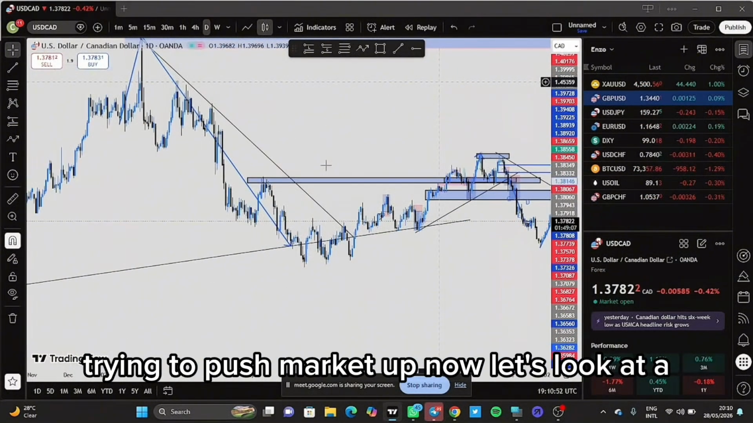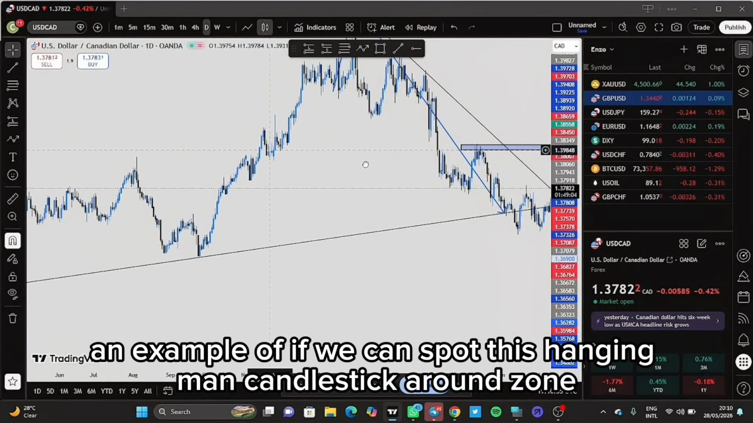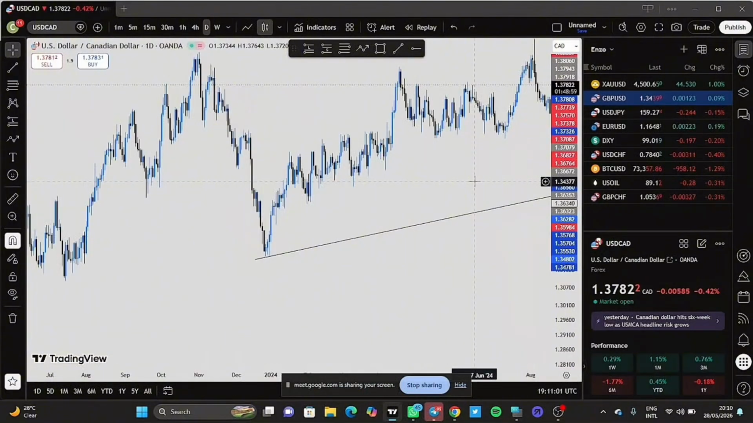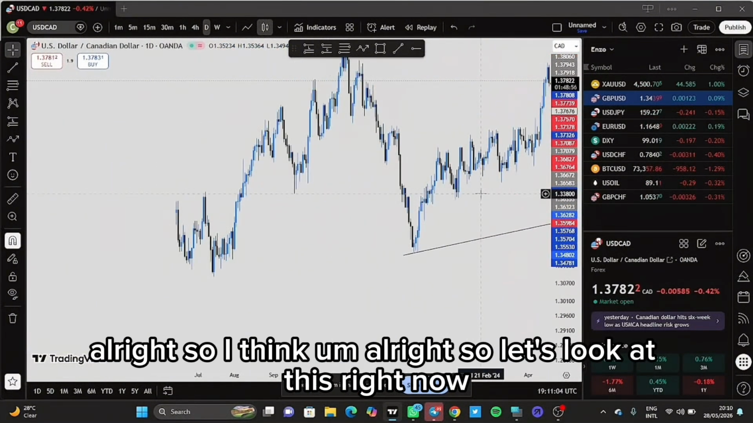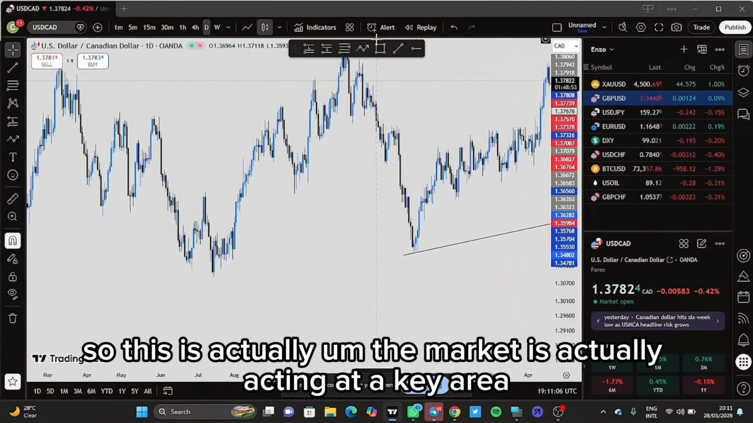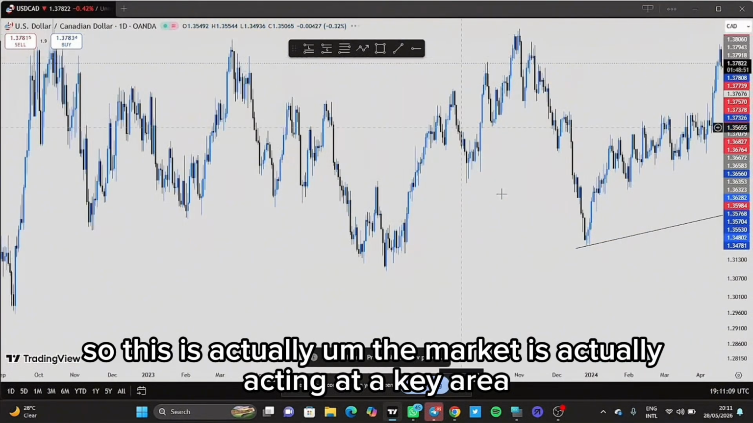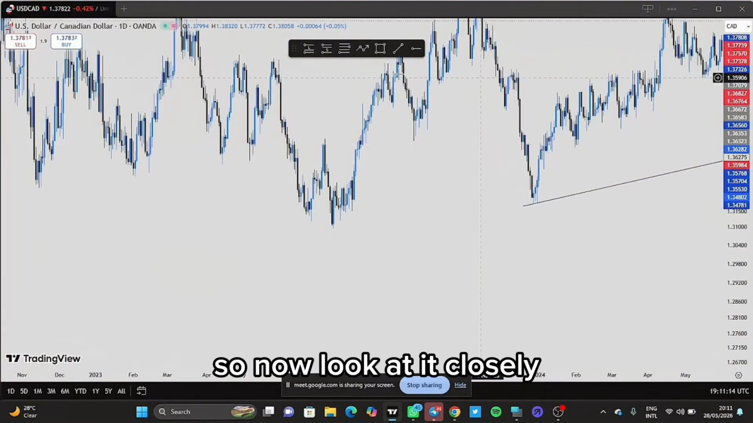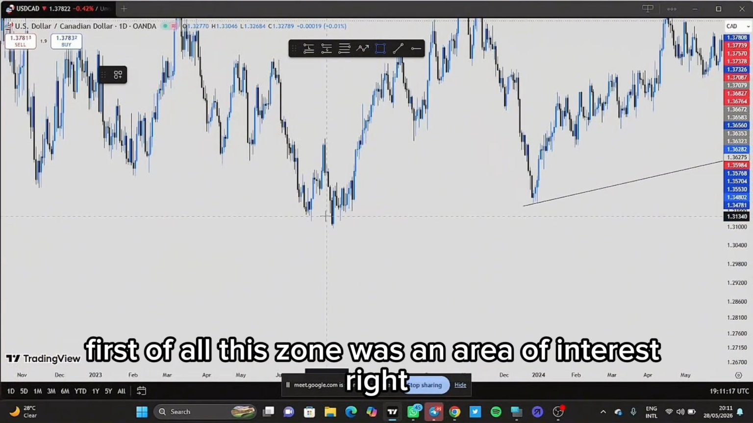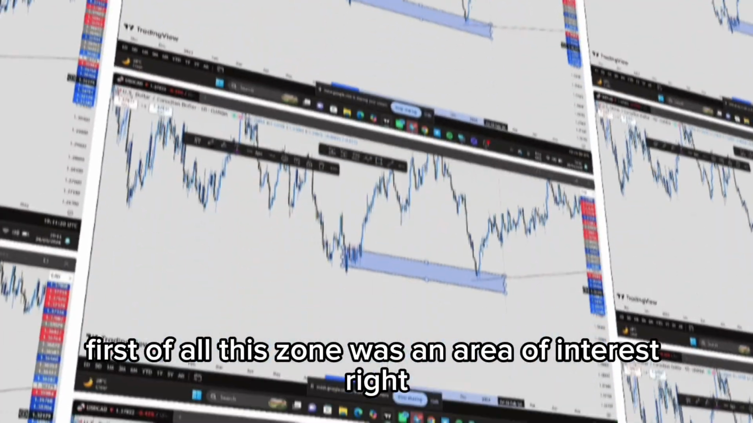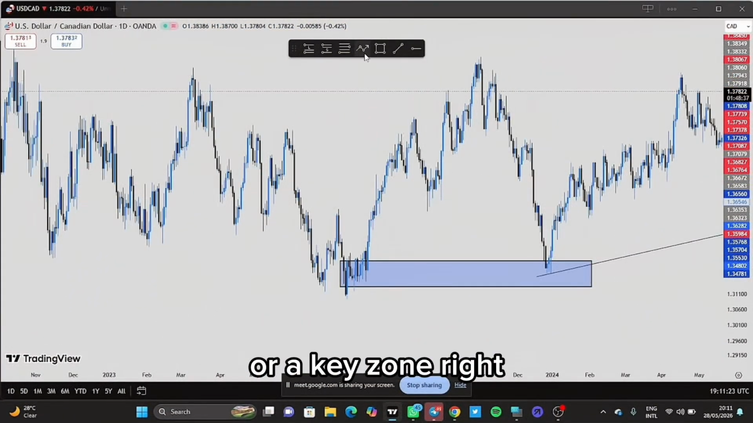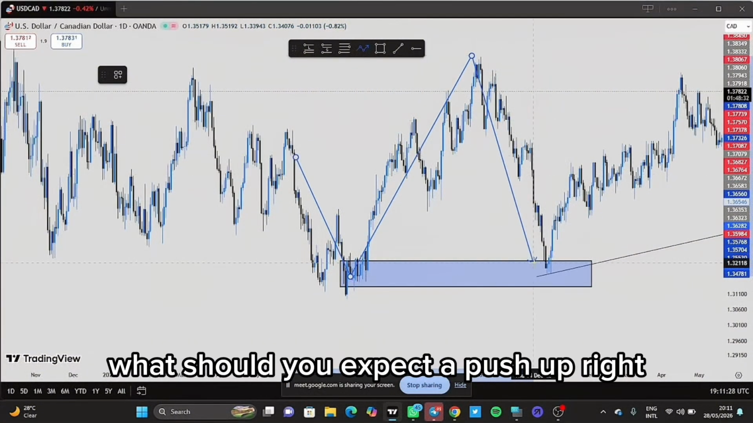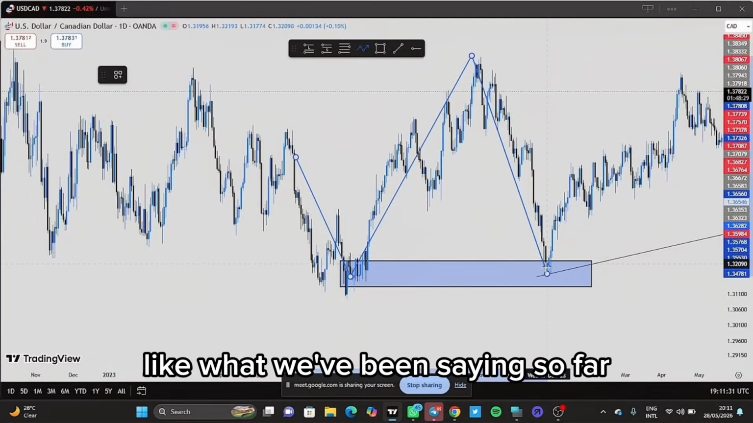Now let's look at an example of whether we can spot this hanging man candlestick around a zone. So this is the market acting at a key area. Remember, this is a daily time frame. Now look at it closely. First of all, this zone was an area of interest, or a key zone. So if the market should drop to this zone, what should you expect? A push up. If the market should come here again, what should you expect? A push up. Like what we've been saying so far.